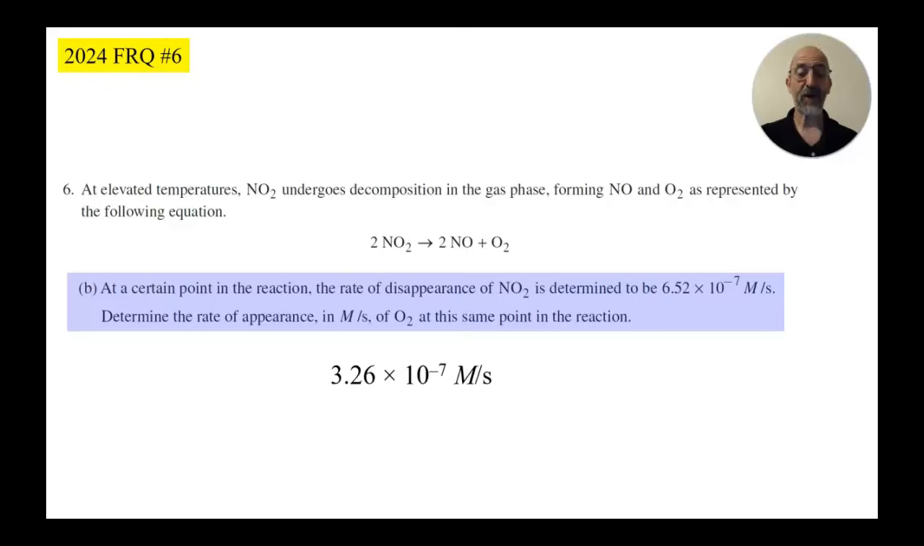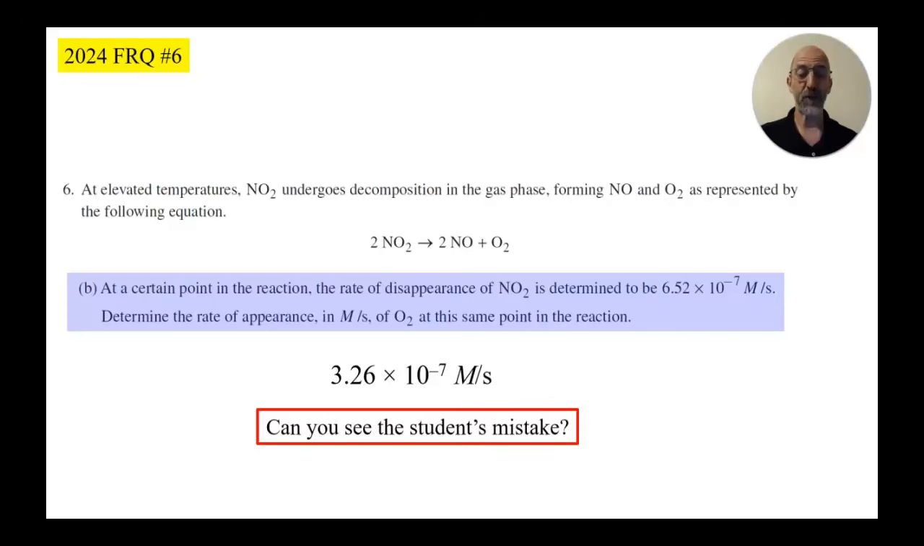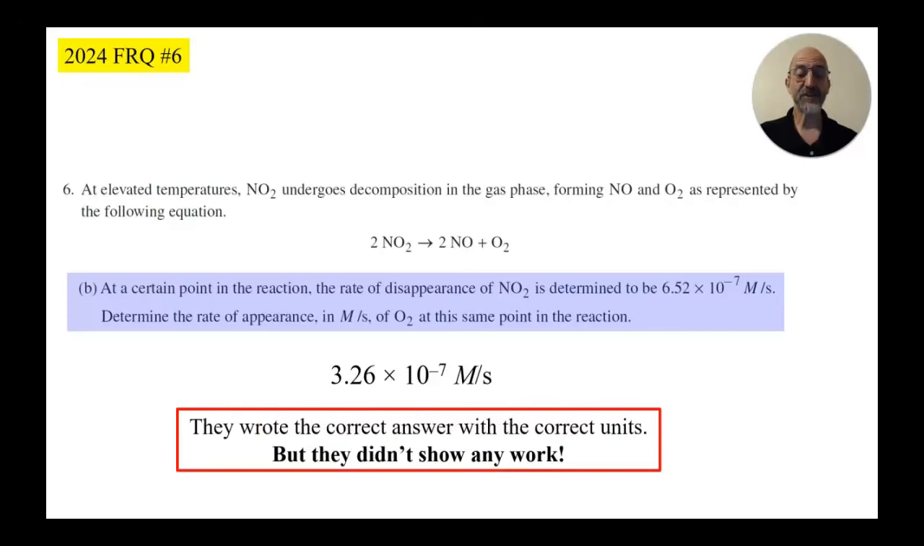Now, is any part of that answer correct? Well, considering that there's a coefficient of 1 for oxygen and there's a coefficient of 2 for the NO2, I would say that oxygen is being produced at a rate that is half as much as the disappearance of NO2. Well, that part is correct. However, why does the student not earn the point? They didn't show any work.